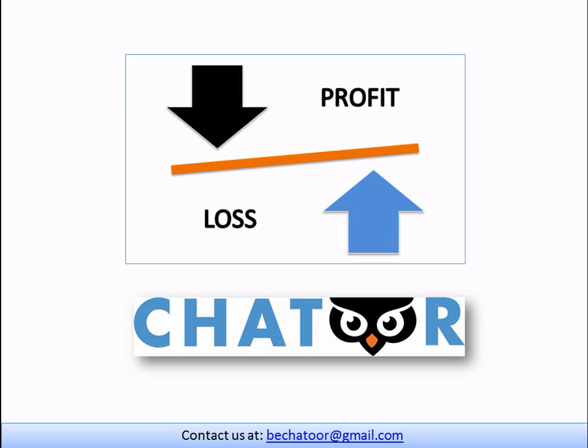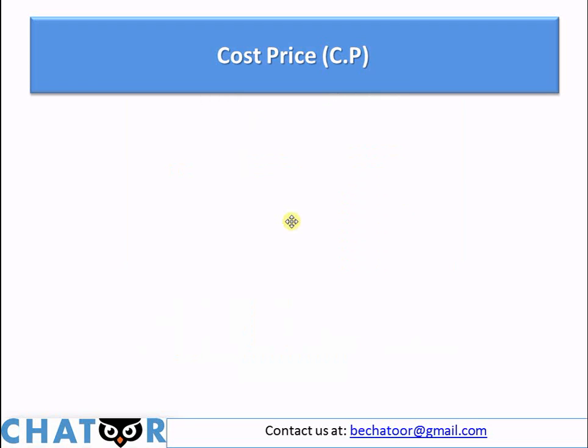Hello everyone, and welcome to this lesson on profit and loss. Before we start off with profit and loss, there are two concepts that you need to know in order to be able to solve profit and loss. The first being cost price and the second being selling price. So let's start off with cost price.